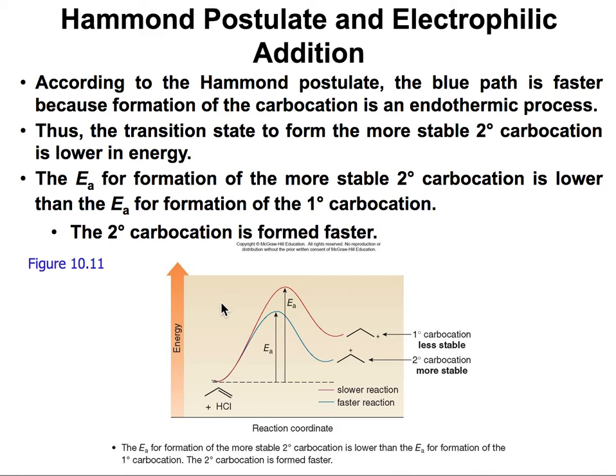If you remember the Hammond postulate, it tells us that the product that will form is the more stable one because it's the one that will have a lower activation energy, right? So the reaction that will happen faster is this one right here, because it will result in the more stable carbocation, which is the one that is more likely to happen.